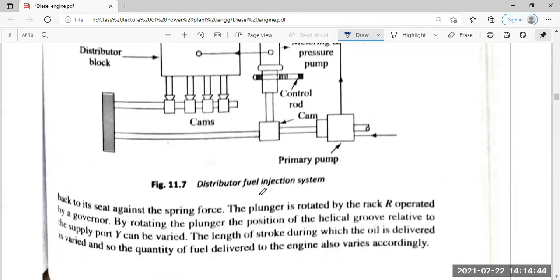Next, the plunger is rotated by the rack R operated by the governor. By rotating the plunger, the position of the helical groove relative to the supply port can be varied. The length of the stroke during which the fuel is delivered is varied, so the quantity of fuel delivered to the engine also varies accordingly.